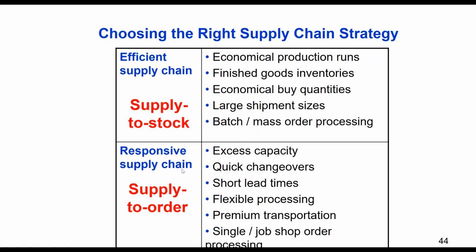When we talk about responsive supply chain, we have excess capacity at every place in terms of manufacturing, in terms of transport, in terms of order placement. Everything is excess. Quick changeovers, right? So all of a sudden, if I figure out that black is not a hit, brown is a hit, I start putting brown over there. Short lead times, because every time I delay, I'm losing customers. Flexible processing, premium transportation again. Premium transportation is typically air transport we are talking about. Single job shop order processing.